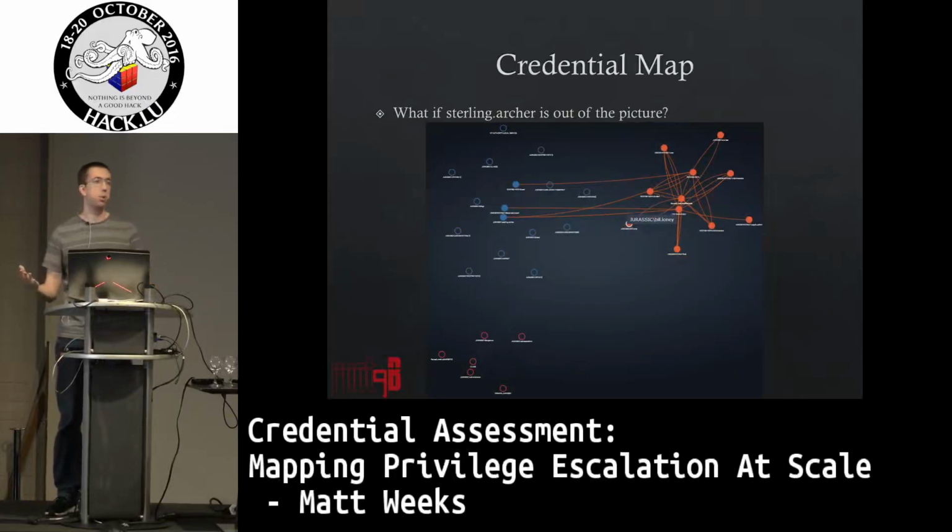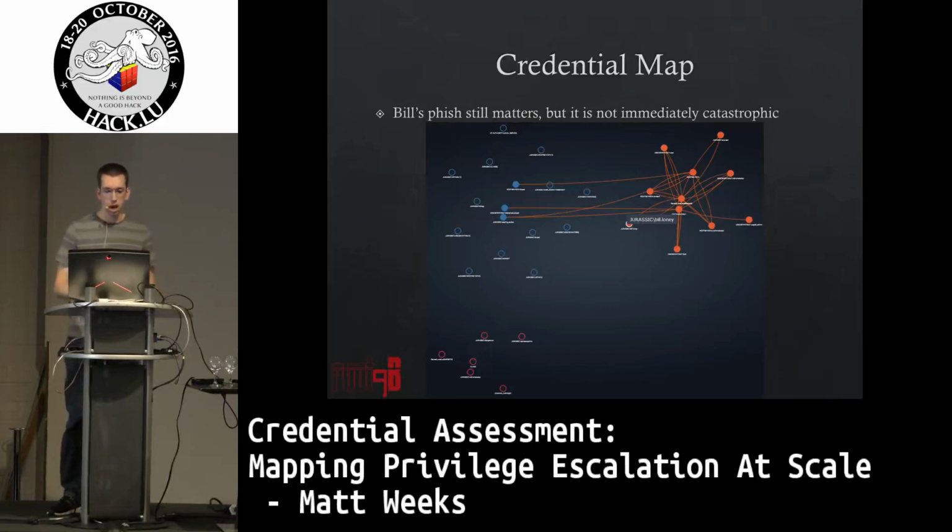One of the other things that we want to do is help people remediate that action. So we say, well, what happens if, we know this guy has been logging into somewhere he shouldn't, what happens if we disable his account, take him out of the picture? Well, in that case, Bill's fish still matters. He can still compromise these local systems, but it's not immediately catastrophic. It doesn't result in full domain compromise, and it doesn't go past a few systems.